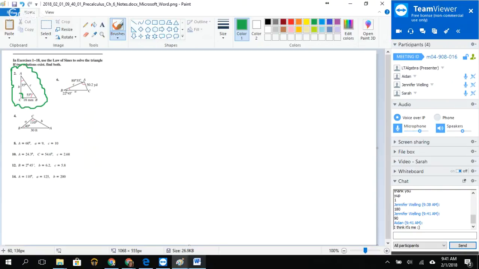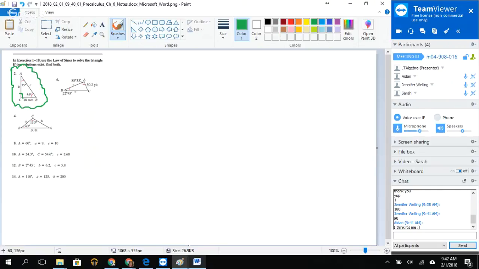We can use the law of sines to determine the other sides, right? But that's kind of our easy case. So let's go for a more difficult case. Let's go for number 6.